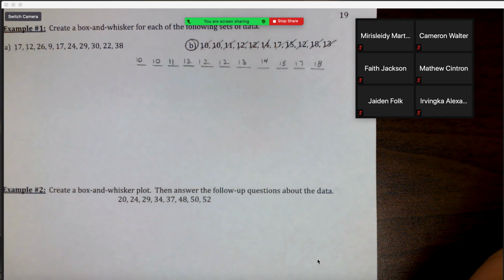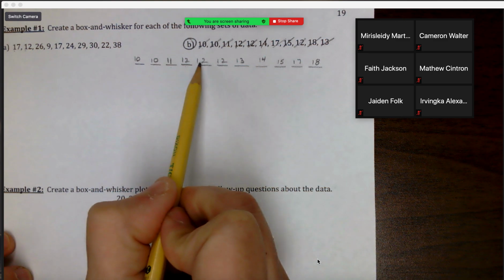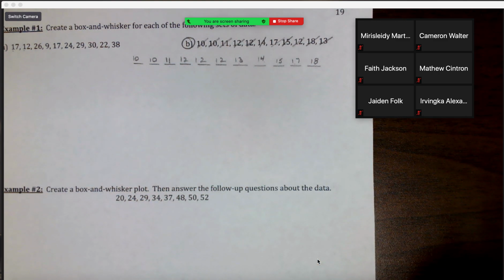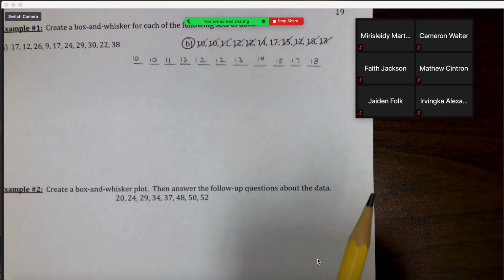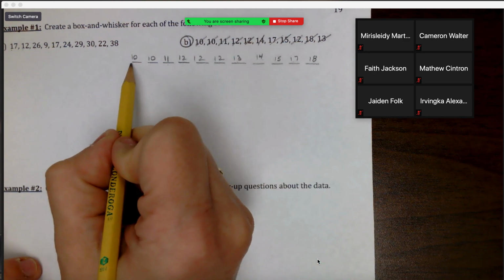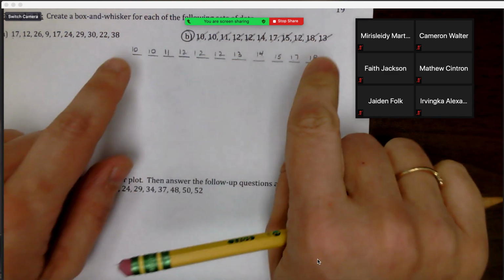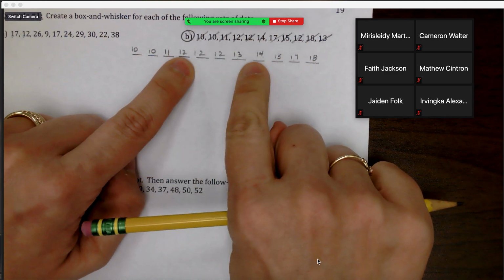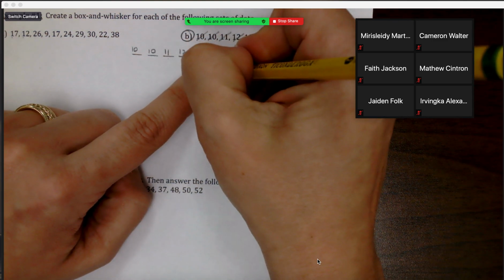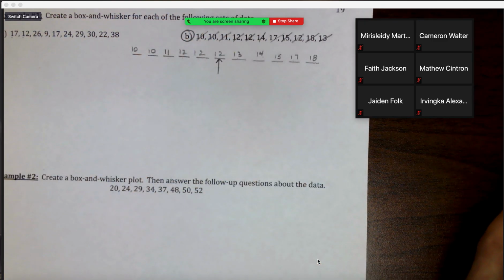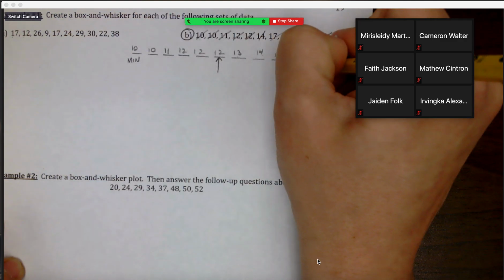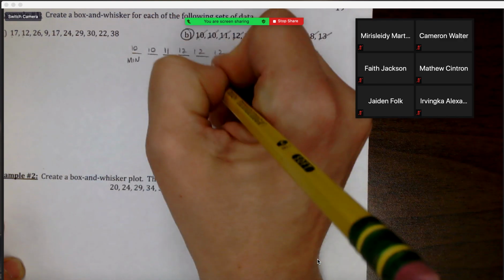Now I'm going to count 1, 2, 3, 4, 5, 6, 7, 8, 9, 10, 11. Okay, because I have 11, that tells me that my middle exists. My middle is going to be located, if I go in from the edges, 1, 2, 3, 4, 5, 6. This is my actual middle that exists. Okay, so this is my minimum. This is my max. This is my median.